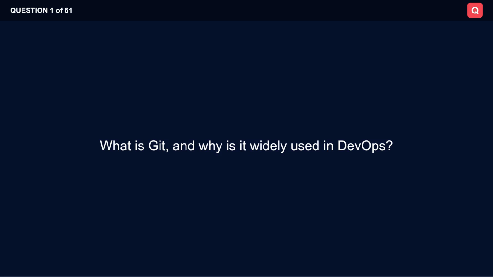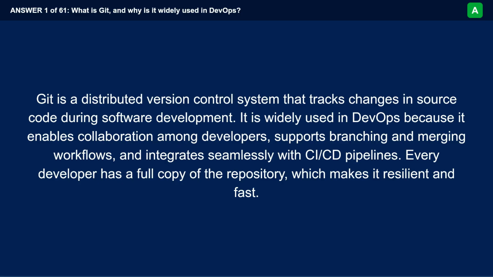What is Git, and why is it widely used in DevOps? Git is a distributed version control system that tracks changes in source code during software development. It is widely used in DevOps because it enables collaboration among developers, supports branching and merging workflows, and integrates seamlessly with CI/CD pipelines. Every developer has a full copy of the repository, which makes it resilient and fast.